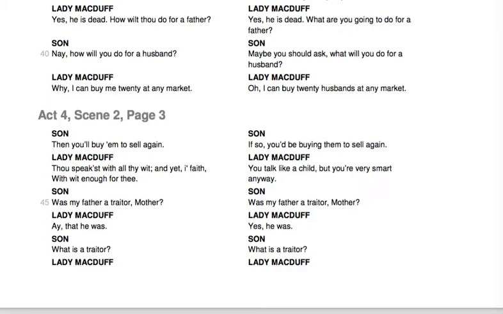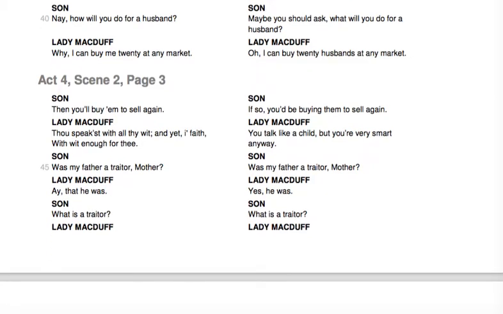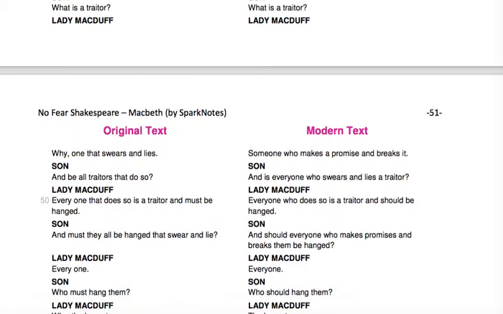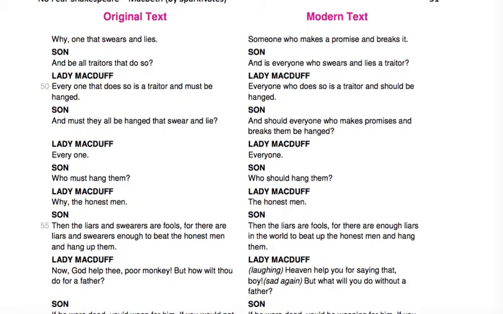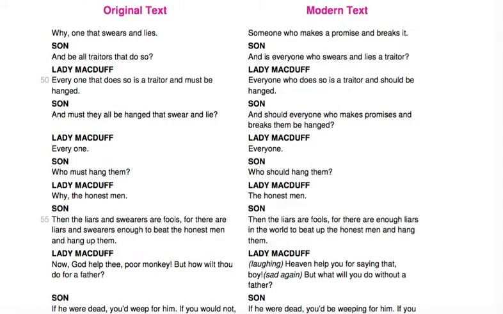Was my father a traitor, Mother? Aye, that he was. What is a traitor? Why, one that swears and lies. And be all traitors that do so? Every one that does so is a traitor and must be hanged. And must they all be hanged that swear and lie? Every one. Who must hang them? Why, the honest men. Then the liars and swearers are fools, for there are liars and swearers enough to beat the honest men and hang up them.